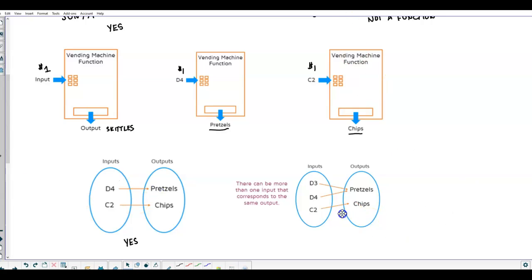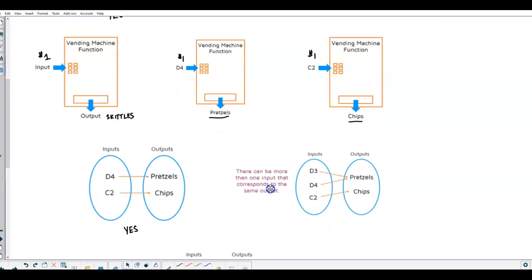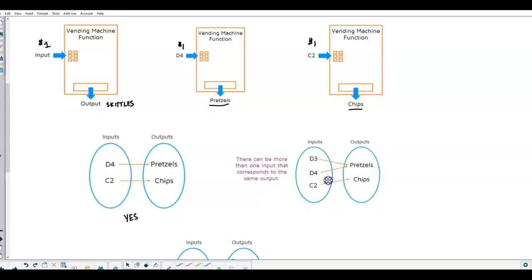Now over here, if we have D3, that gives us pretzels, and D4 gives us pretzels, and then C2 gives us chips. Well, there can be more than one input that corresponds to the same output. So this is also still a function because you have one input going to exactly one output.